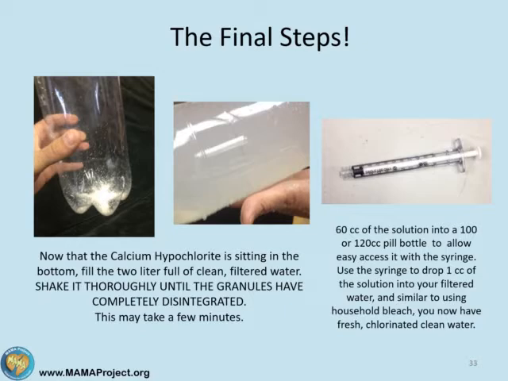Now, every time you pour that out into your little pill bottle, you shake it up ahead of time. And every time you take the 1 cc out to purify your 5 gallons of filtered water, you also shake it up, because the particulate matter can drift down to the bottom. So you're going to use a 100 or 120 cc pill bottle, and that is really important to be able to get the proper amount of calcium hypochlorite out of the bottle.